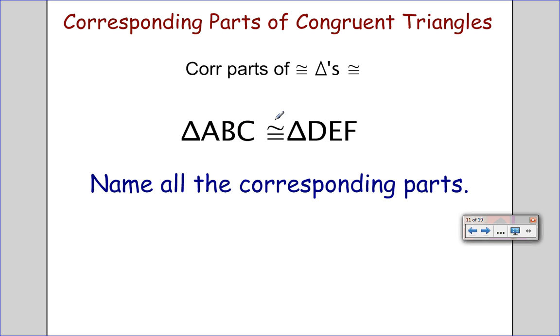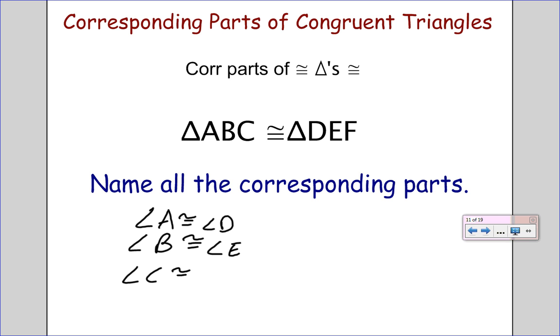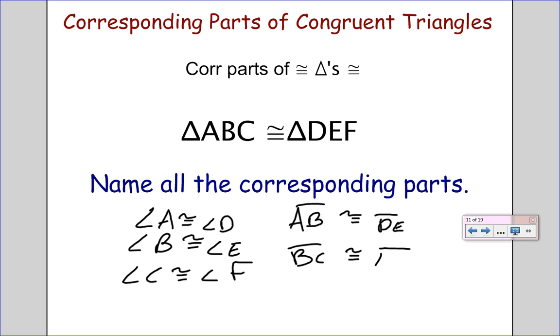If we remember our corresponding parts, we have angle A is congruent to angle D, first to first. Angle B is congruent to angle E. Angle C is congruent to angle F. And that's really important when we write these congruent statements with triangles later on in our proofs, that we understand what letter goes where. Segment AB would be congruent to segment DE, first, second, first, second. Segment BC is congruent to segment EF. And finally, segment AC is congruent to segment DF.